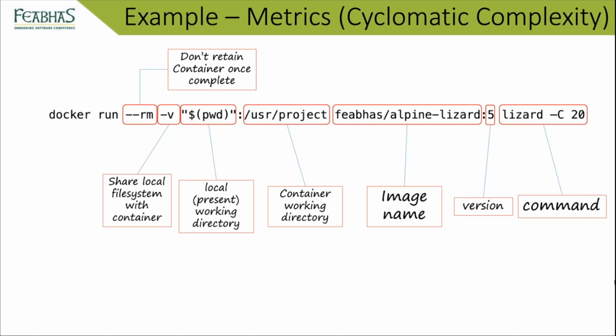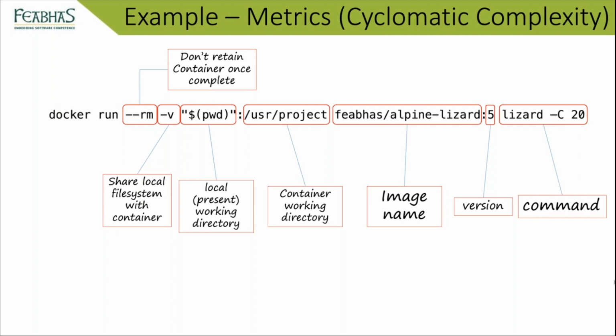You have to have a place in the container where it gets mapped to. So here it's /user/project. And then we have our image name. So this happens to be one we've built. So I've built Feabhas/alpine lizard. This is a very small image that gives us lizard. They can have version control on them. So again, we have repeatability if we stick to a version number. And also you can default to something called latest. Latest will just go and pick the latest one up that might have been updated.